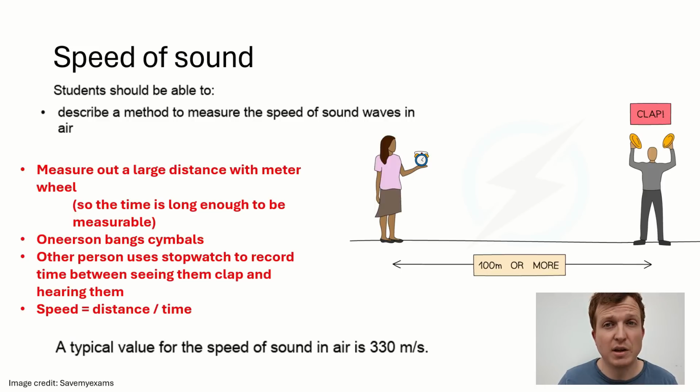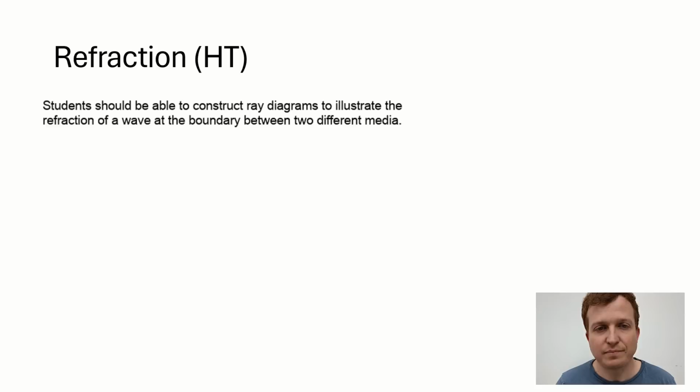You do also need to know that a typical value for the speed of sound in air is about 330 meters per second. It will go up in a solid, and also up in a liquid. It travels faster because the particles are closer together, but 330 is what it is in air.